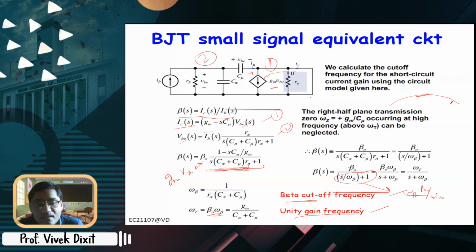So the unity gain frequency will be higher or lower? You have some cutoff frequency given by R pi, C pi, and C mu, and the unity gain frequency will be a beta naught factor more than the cutoff frequency. So basically your gain decreases and then it reaches 1. This is the unity gain frequency, omega T, and this is omega beta: the beta cutoff frequency and unity gain frequency.